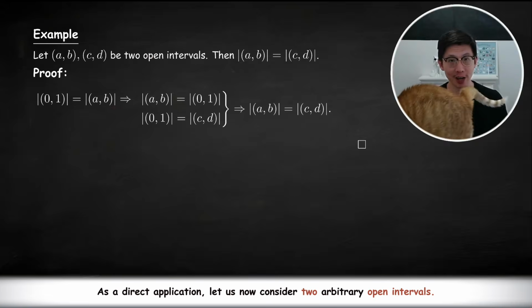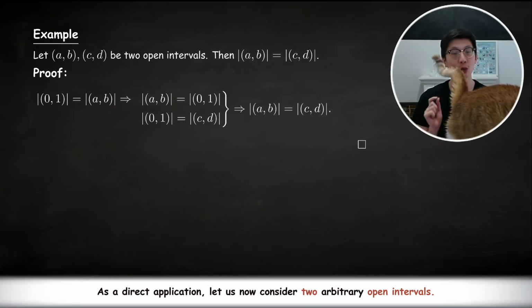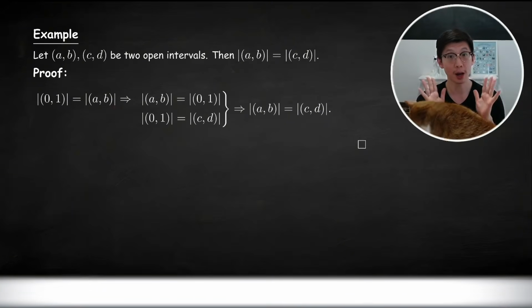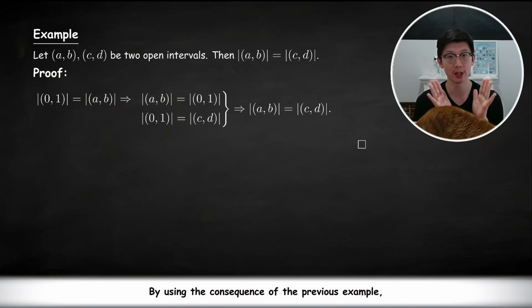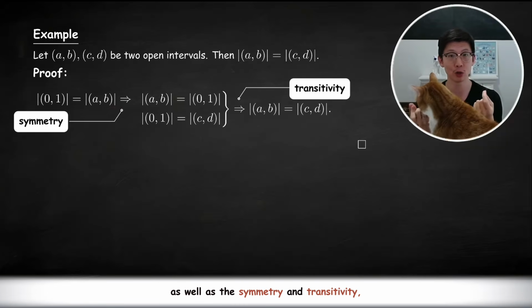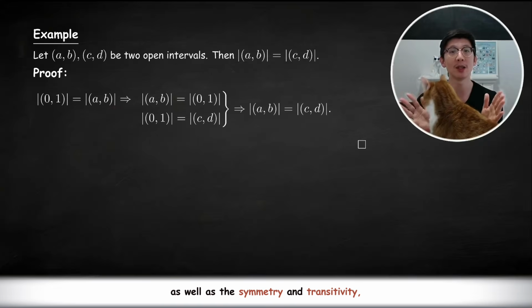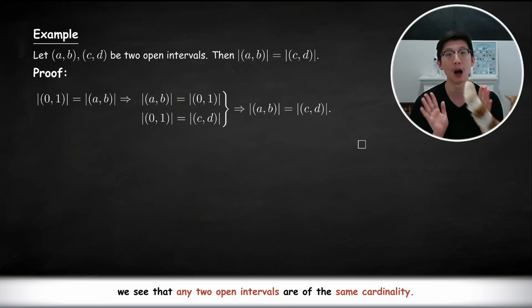As a direct application, let us now consider two arbitrary open intervals. By using the consequence of the previous example, as well as the symmetry and transitivity, we see that any two open intervals are of the same cardinality.